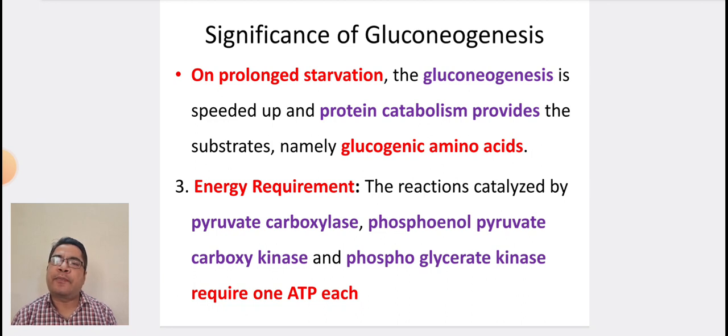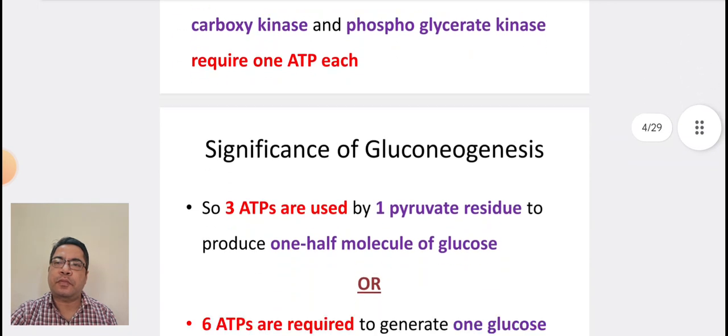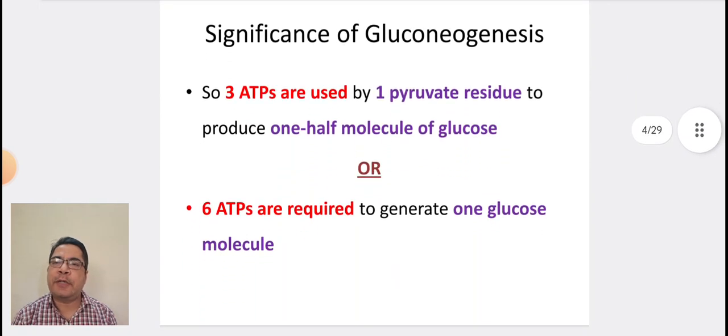The energy requirement. The reactions catalyzed by pyruvate carboxylase, phosphoenol pyruvate carboxykinase, and phosphoglycerate kinase require 1 ATP each. So 3 ATPs are used by one pyruvate residue to produce 1/2 molecule of glucose, or 6 ATPs are required to generate one glucose molecule.